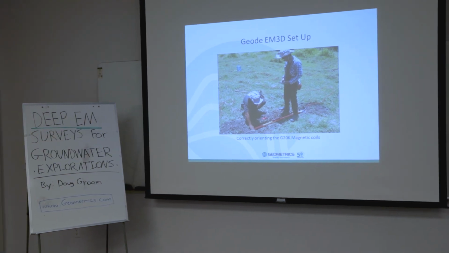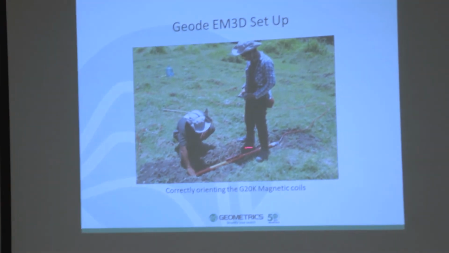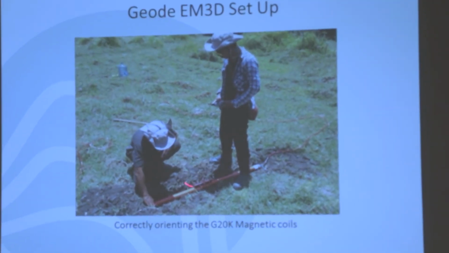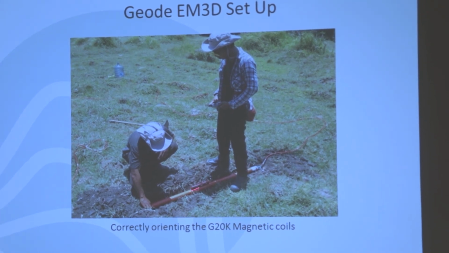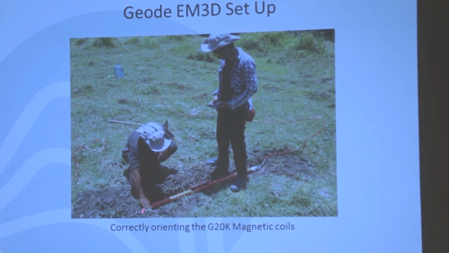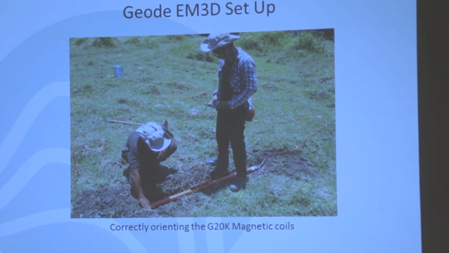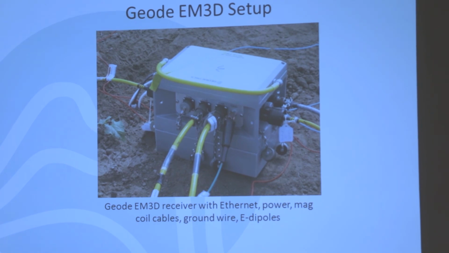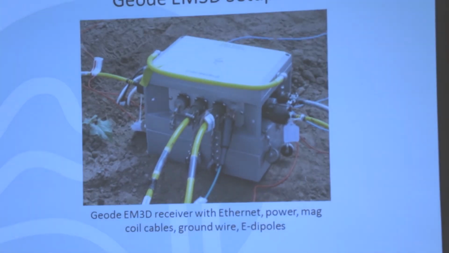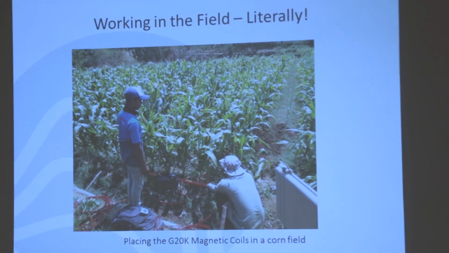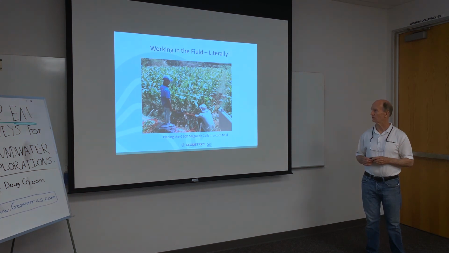This is the magnetic sensor, and they are orienting that sensor, and that happens to be a carpenter's level, in order to level the sensor, because you're measuring horizontal fields. And he's using a standard Brunton compass to do that. And that is the box. That is the receiver. And this is more work in the field, literally. This is a cornfield in Indonesia.